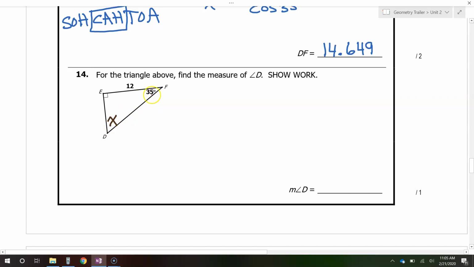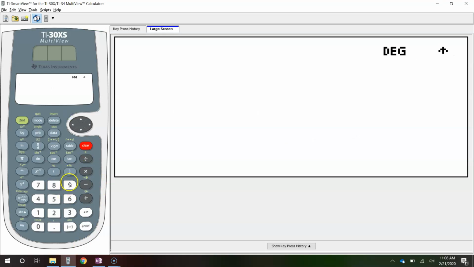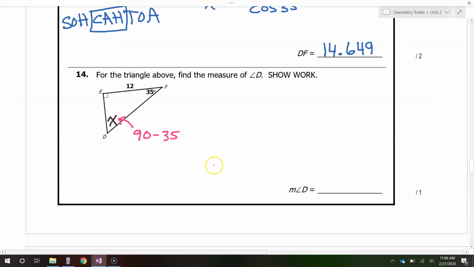So this is really easy. These two angles have to add up to 90 degrees. So the quickest and easiest thing to do is just do 90 minus 35. Which you should be able to do in your head, but I'm going to just punch it in so you can all see what I'm doing. All right, so that's going to be 55.